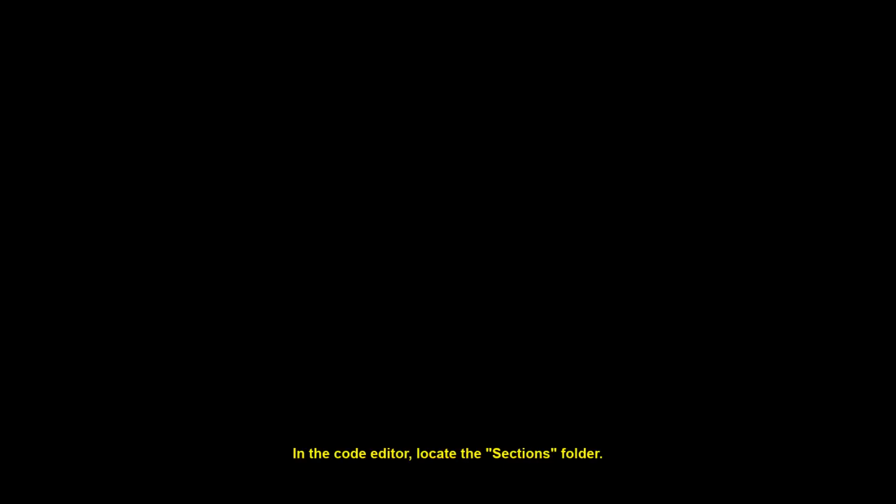In the code editor, locate the sections folder. Inside the sections folder, look for the checkout.liquid file. Open the checkout.liquid file to access the checkout customization options.